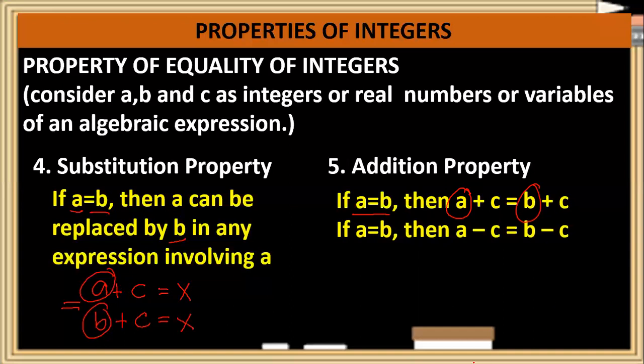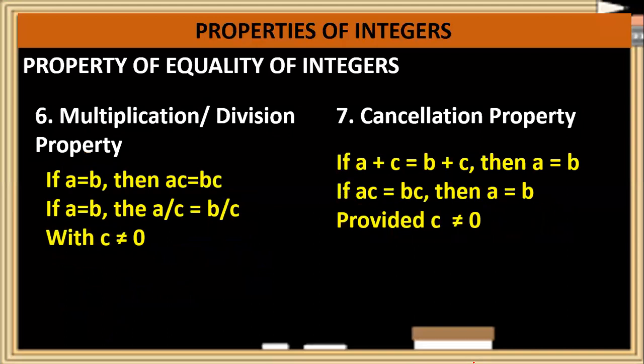So next we have the multiplication-division property. Still with equality of integers. So dito naman, if A is equal to B, then of course AC is equal to BC. If A is equal to B, then A divided by C is equal to B divided by C, provided na si C ay hindi equal to 0.